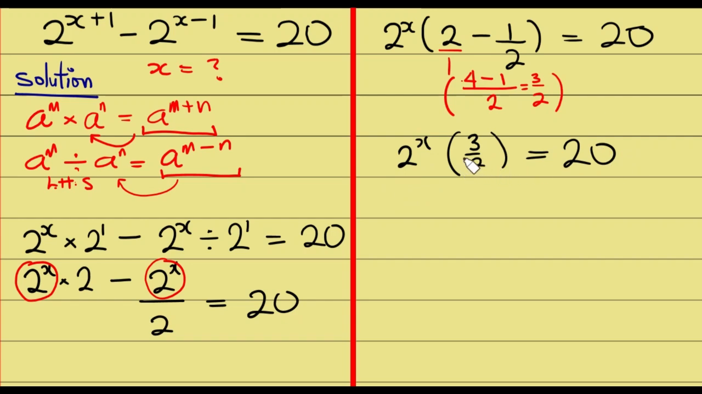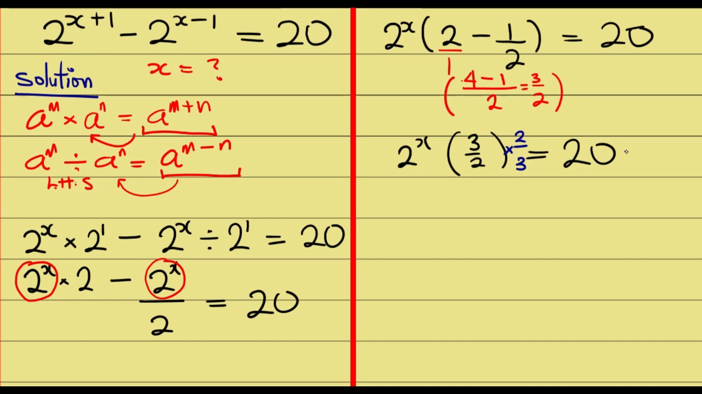So what trick am I going to use here to eliminate this? I can multiply it by its reciprocal, and its reciprocal is 2 over 3. That is 3 over 2 multiplied by 2 over 3. Actually, it's going to cancel that. And remember, whatever I do to the left hand side, of course I have to apply it to the right hand side.